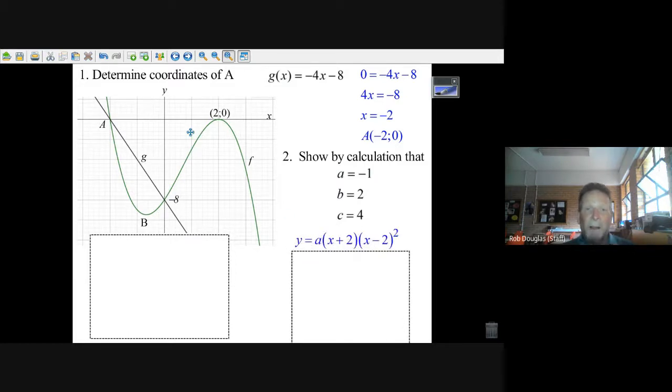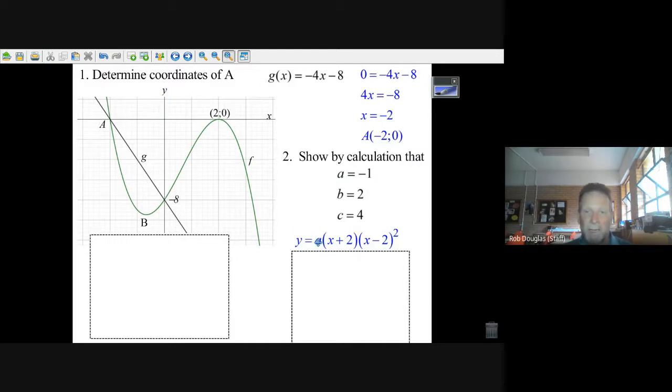I know because it turns on 2 that I put a bracket. You see, you've been given x-intercepts, so put brackets for the x-intercepts. If I put 2 in here, 2 minus 2 would make y equals 0. It's x minus 2, and if it turns on a point like that, you know it's x minus 2 squared. Now, the other point here is minus 2, so the bracket must be x plus 2, always the opposite, because if I put minus 2 plus 2 in here, it makes y 0.